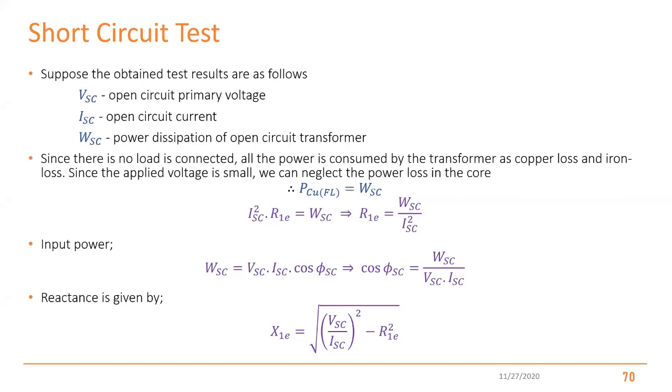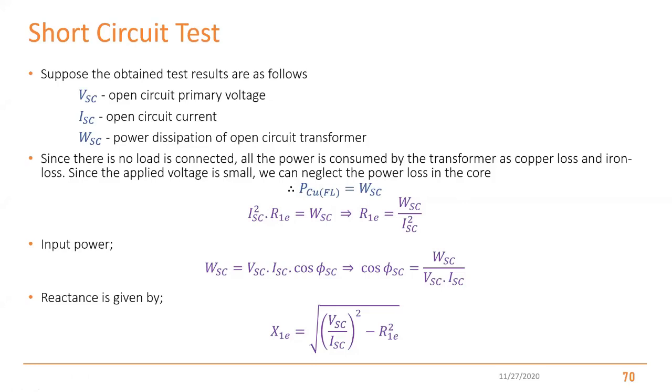Then we know the short circuit current I_SC. So I_SC squared times the total resistance is the total copper loss. Therefore from that we can find the total internal resistance of the transformer referred to the primary. Because we measured the primary values, the parameters we are getting are also referred to the primary.